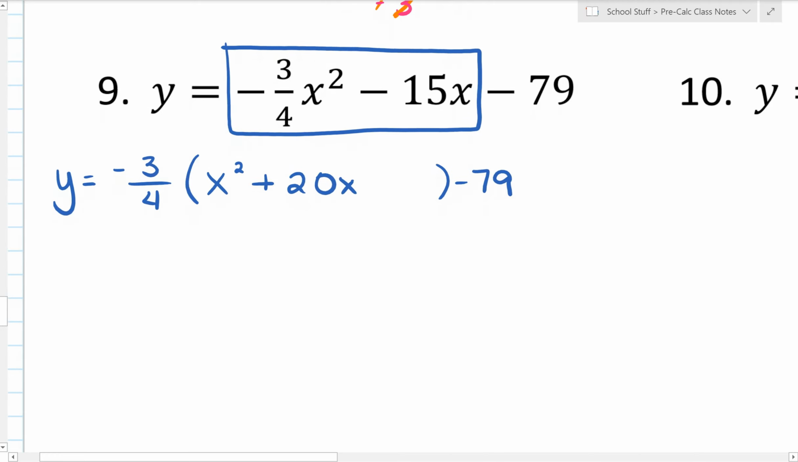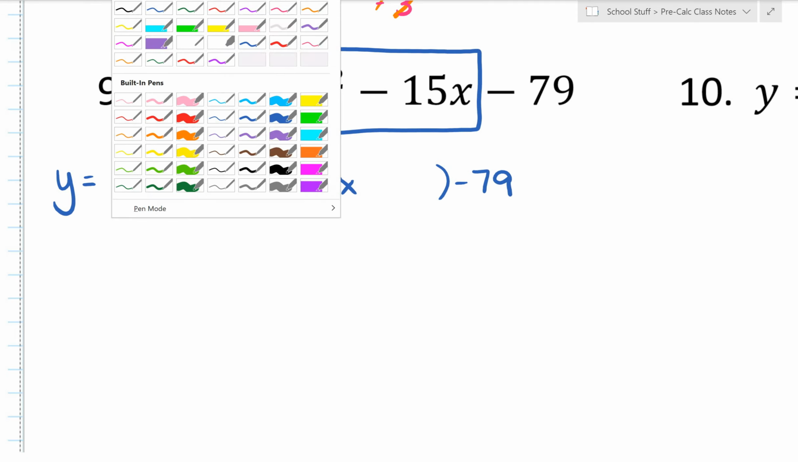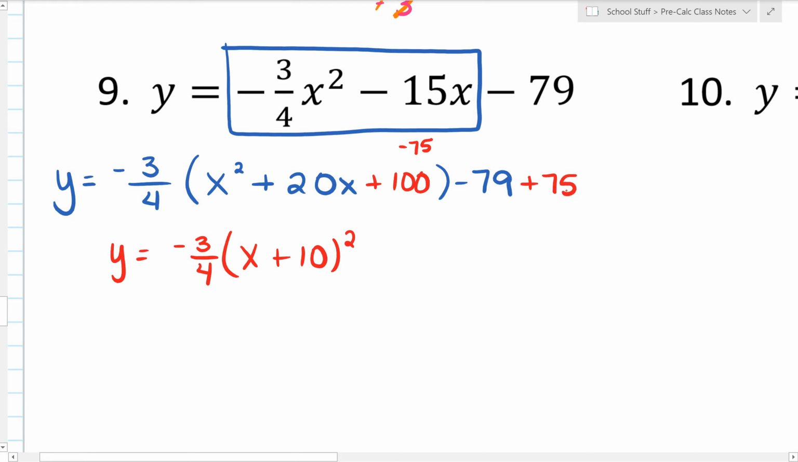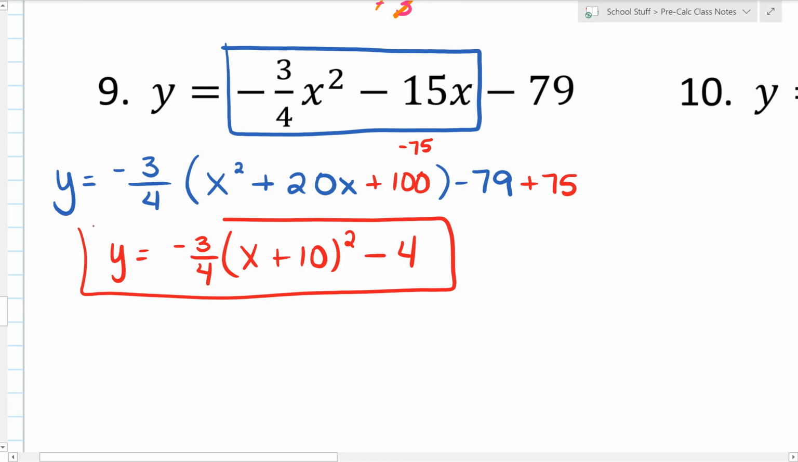And so that's actually the last of my fractions, or mostly, that I need to deal with here. Now I'm just going to keep on keeping on. So I'm going to complete the square. Take half, squared. So I just put in 100. But I didn't put in 100. I put in 100 times negative 3/4. So what I actually put in was negative 75. So to balance that out, I need a positive 75. And negative 79 plus 75 gives me 4. So there's my answer.